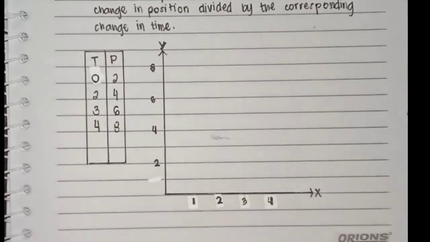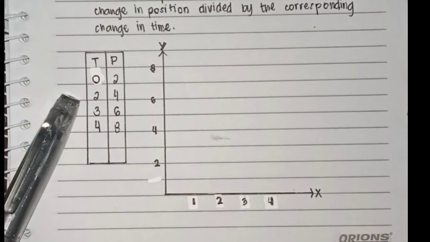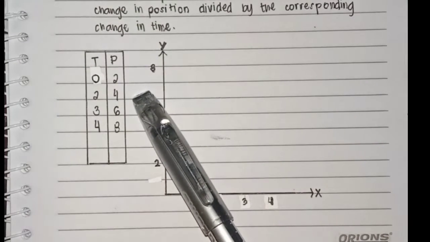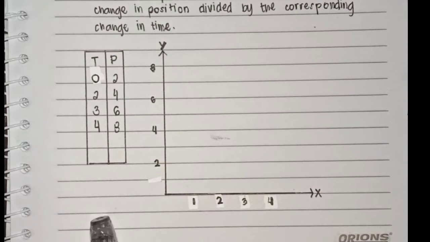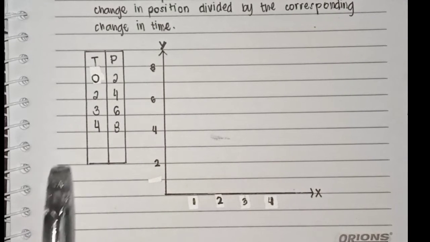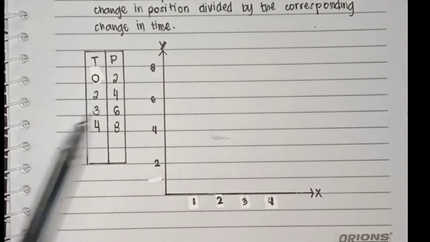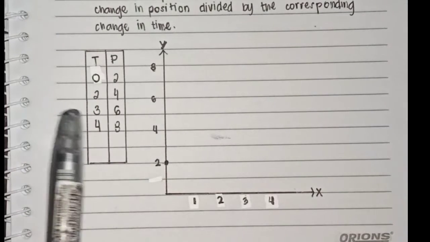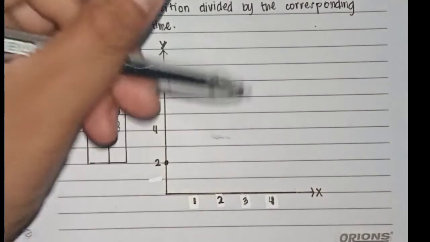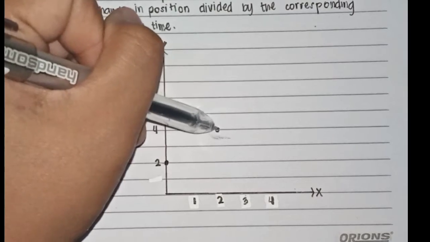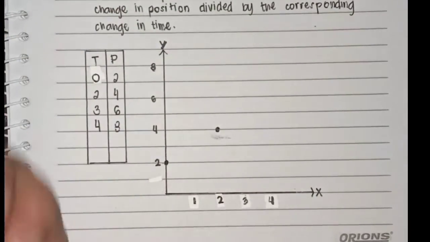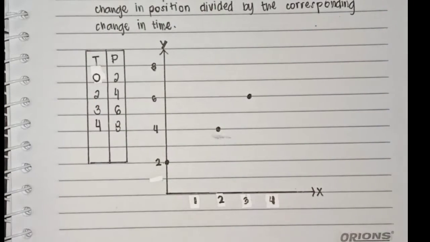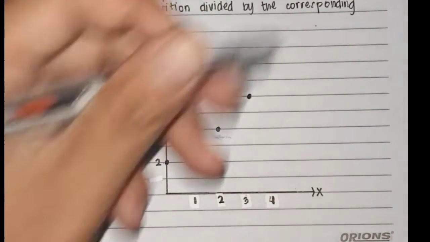T has 0, 2, 3, and 4, while P has 2, 4, 6, 8. Let's plot this. 0 and 2 here. 2 and 4. 3 and 6. And 4 and 8.